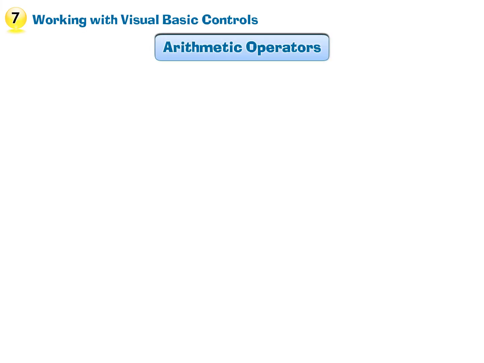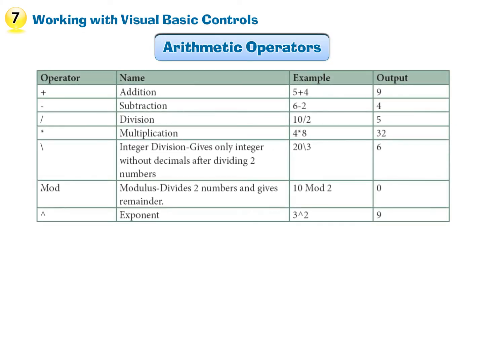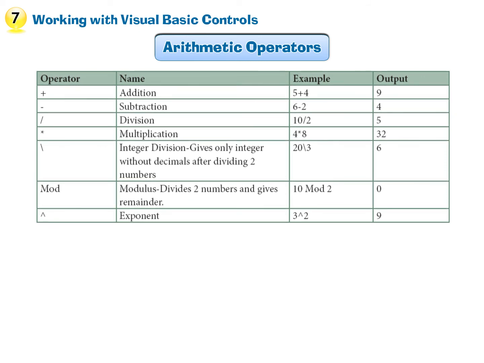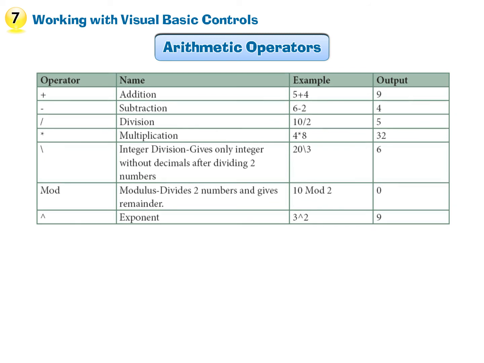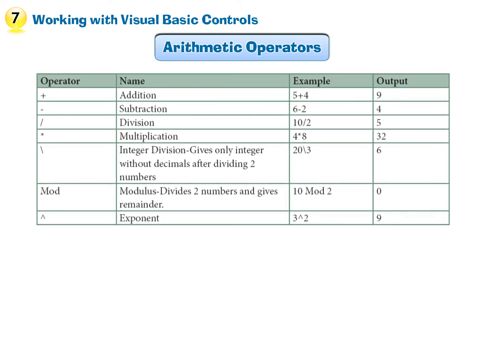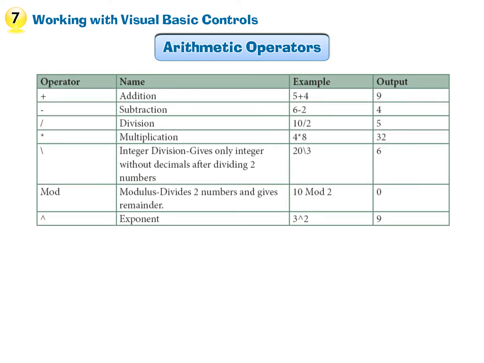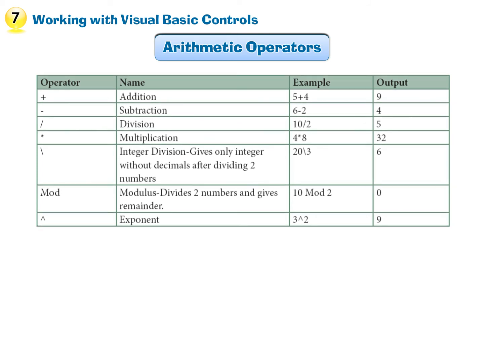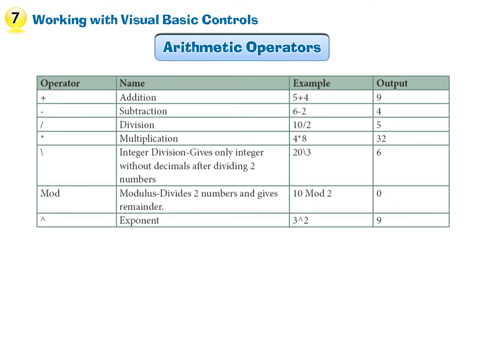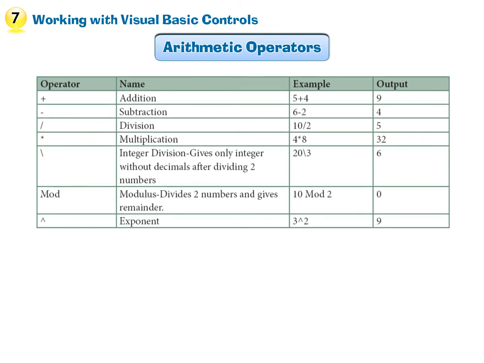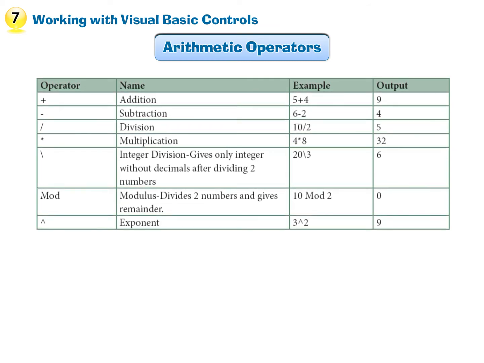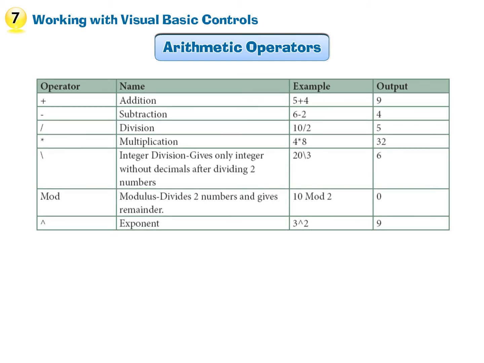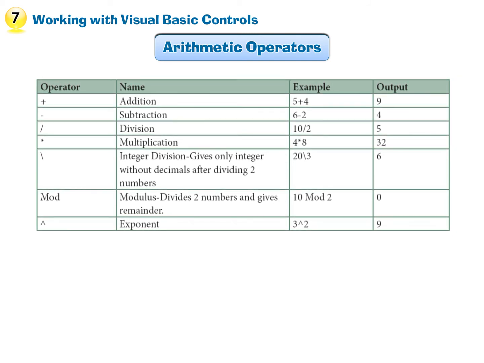Arithmetic operators. Operator, name, example, output. Plus, addition, 5 plus 4, 9. Minus, subtraction, 6 minus 2, 4. Slash, division, 10 upon 2, 5. Star, multiplication, 4 into 8, 32.